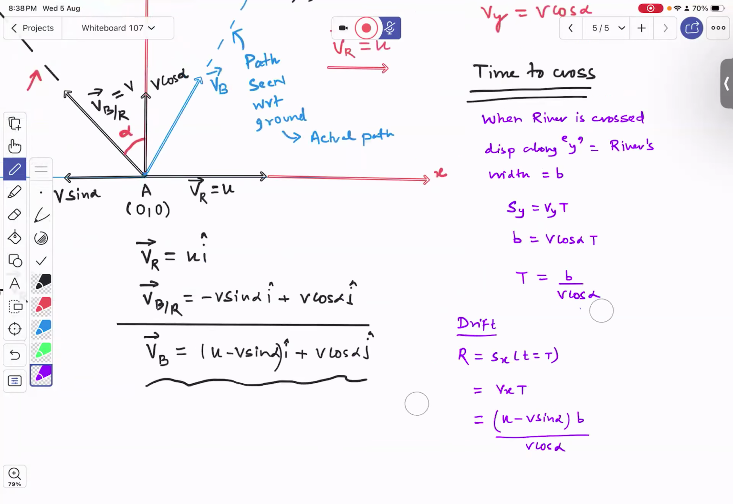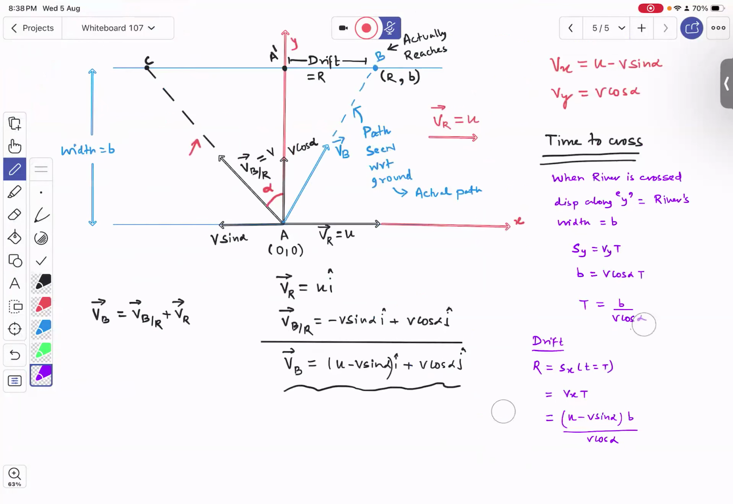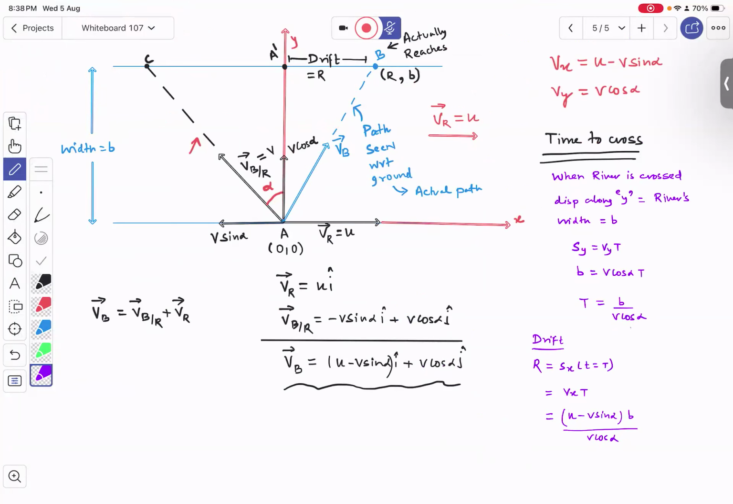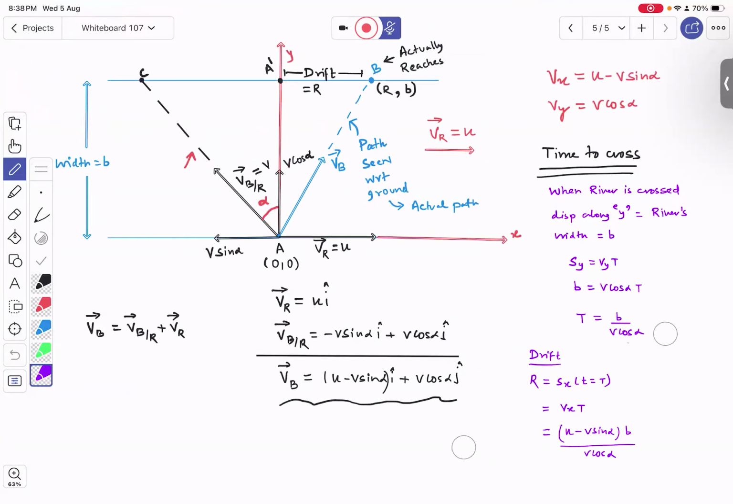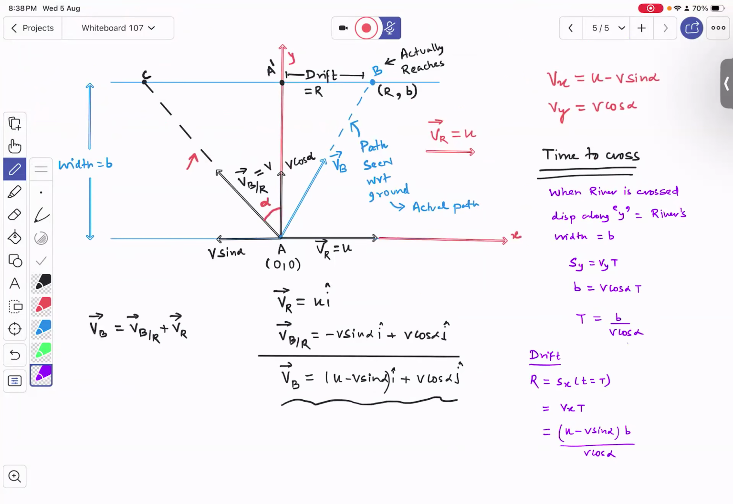So finding out the time to cross the river and finding out the drift, I hope it is an easy thing to all of you. I hope whatever is done in this slide, all of you have understood. It could be confusing also. So you can think like this: the boatman is trying to steer the boat this way, but which way will he really end up moving? He'll end up moving along the direction of VB.